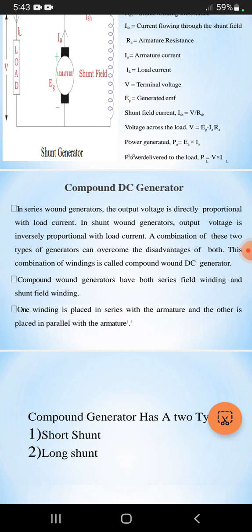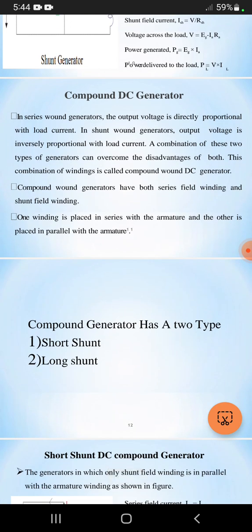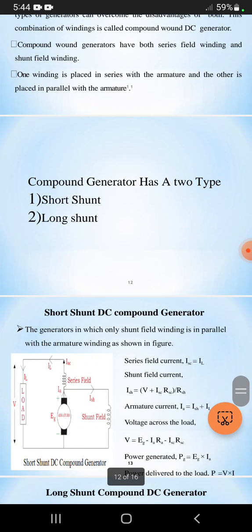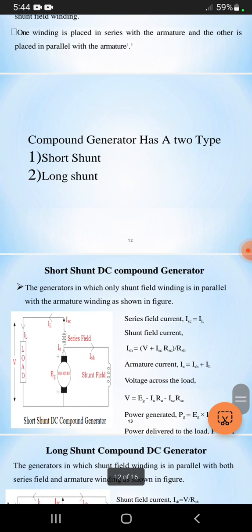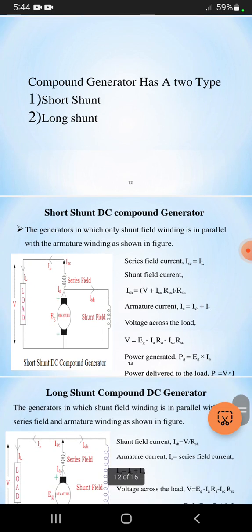One winding is placed in series with the armature and the other is placed in parallel with the armature. The compound generator has two types: short shunt and long shunt. So I'm going to talk about the short shunt. In the short shunt DC compound generator, only the shunt field winding is in parallel with the armature winding, as shown in the figure. You can see the arrow is parallel, going toward the load on the other side.